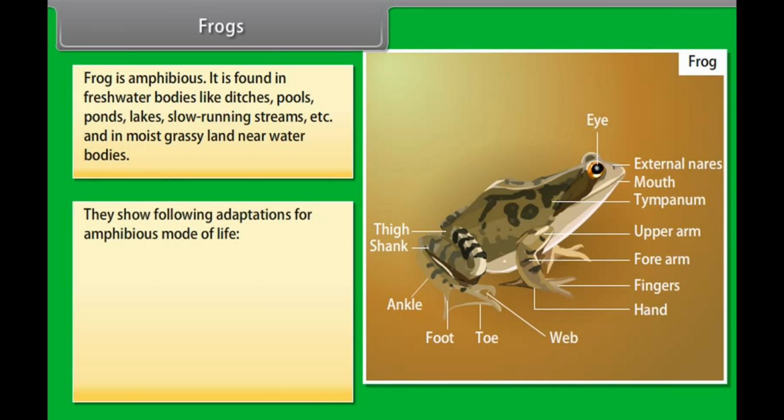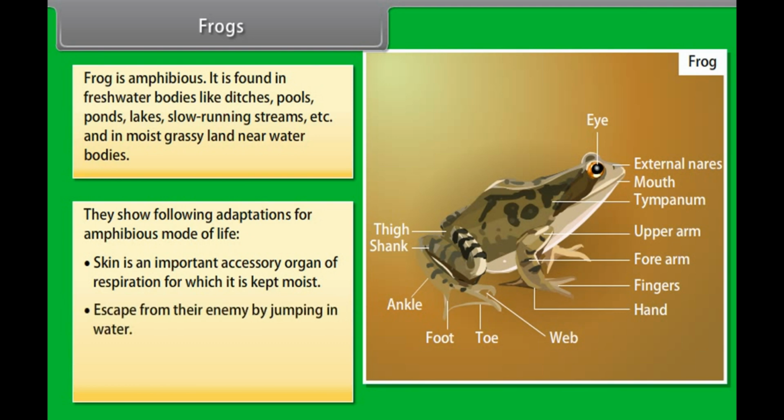They show the following adaptations for an amphibious mode of life. Skin is an important accessory organ of respiration, for which it is kept moist. They escape from their enemy by jumping in water. Fertilization and development take place in water.